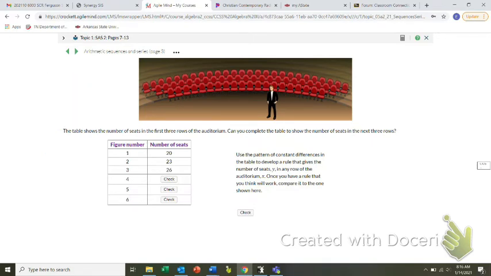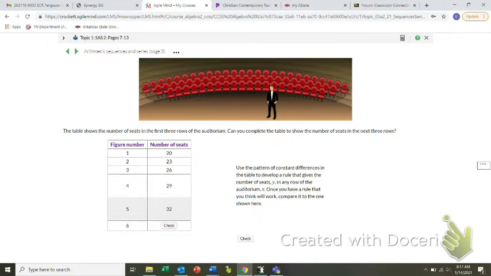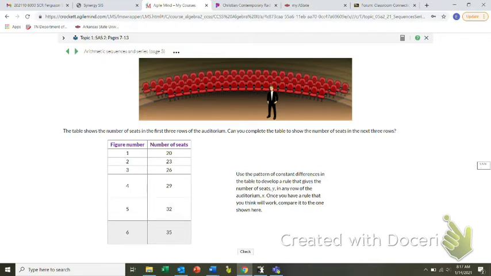All right, now you can hit check on your screen. We started with 20, add 3, 23, add 3 more, 26, add 3 more, 29, add 3 more, 32, and add 3 more, 35. Okay, easy enough, right? All right, now let's answer number 4.